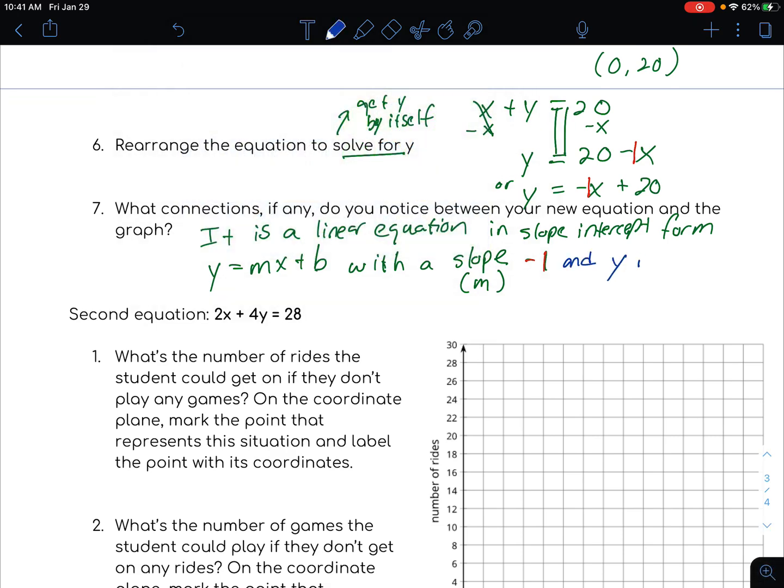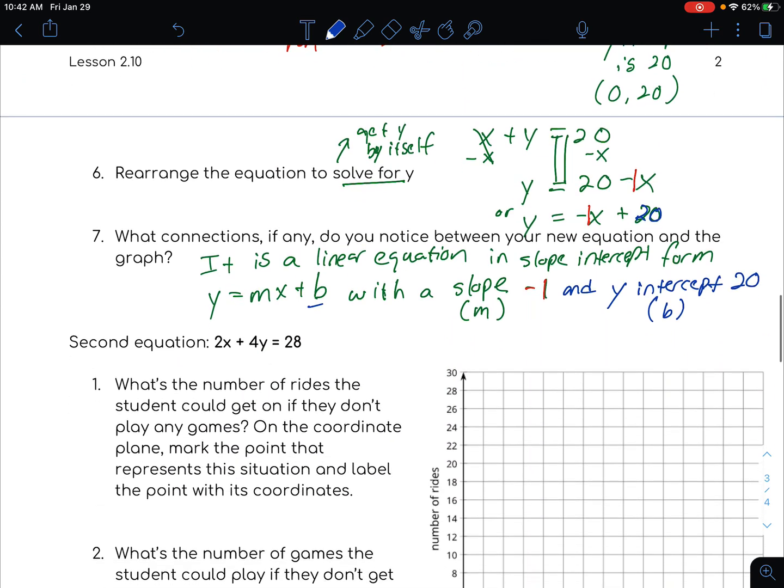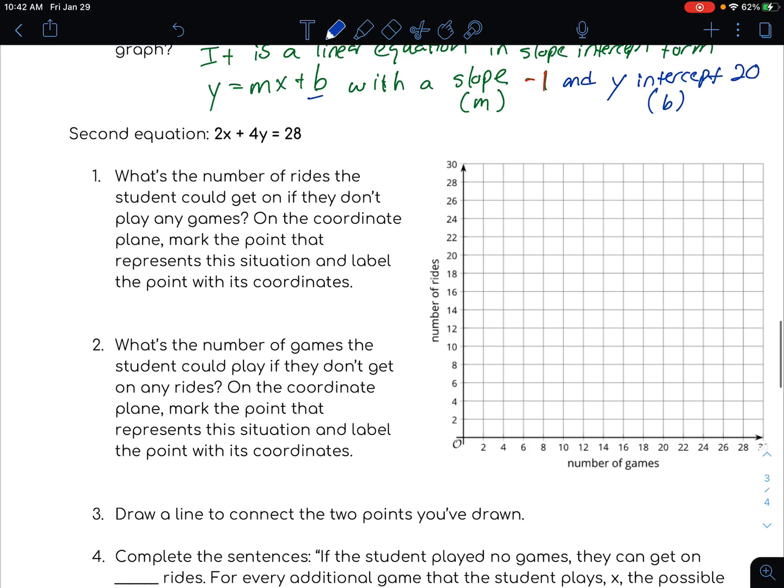So the slope is -1. And y-intercept, which remember is the b of the y equals mx plus b, of 20. All right, so notice our graph up top there does have a y-intercept of 20, and it does have a slope of -1. So if we put it in that form, we should see that it matches up with the graph, even though the equation has been rearranged. All right, let's go down to the second equation.